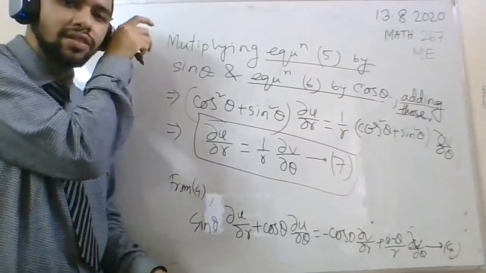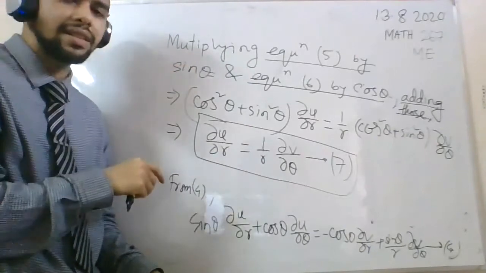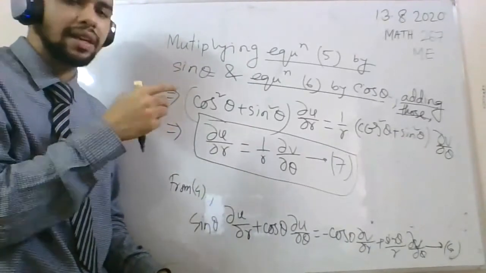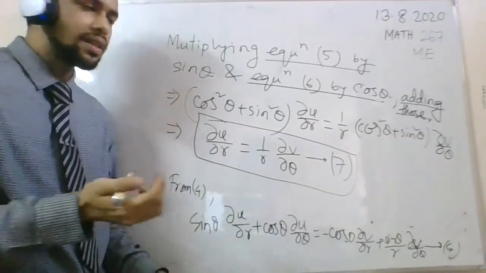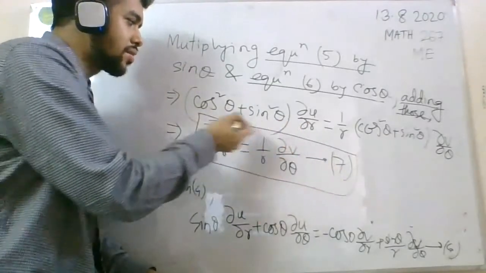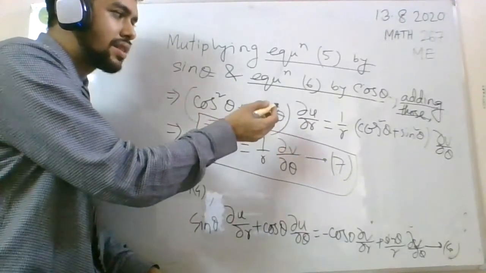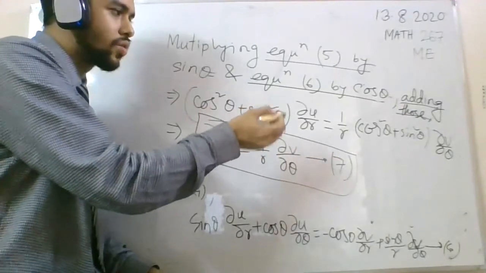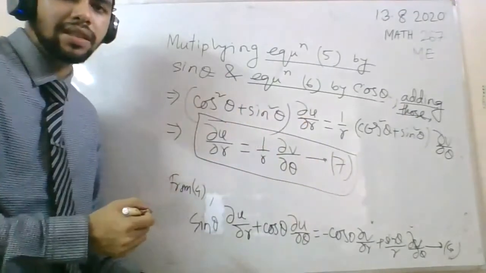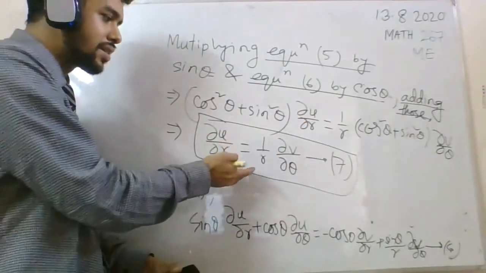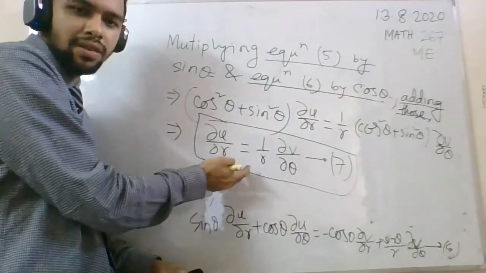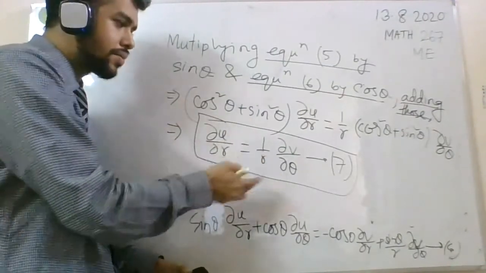Multiplying equation 5 by cos theta and equation 6 by sin theta and adding it, then you can get the result, which is cos square theta plus sin square theta del u by del r equals to 1 by r del v by del theta. Okay. And after that you get one of the Cauchy Riemann equations in polar form.